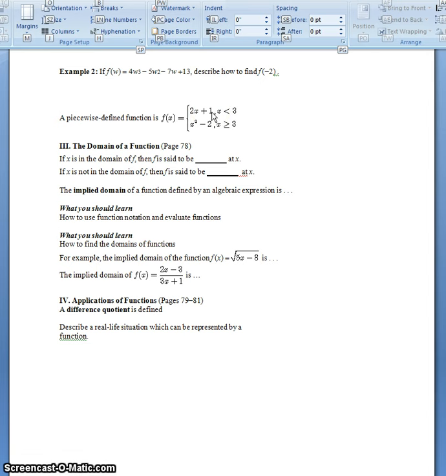If I wanted to calculate f of 5, 5 is a value of x greater than or equal to 3. So I use this piece. 5 squared minus 2, 25 minus 2 would be 23. If I want to calculate f of 3, again 3 is in this piece because x is greater than or equal to 3. So 3 squared minus 2 would give you 7.